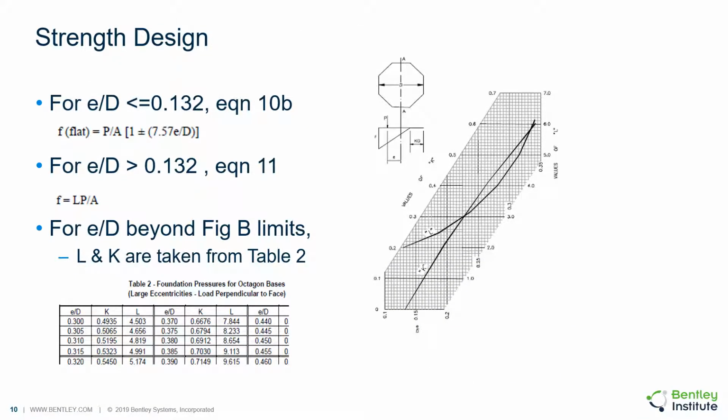Strength checks are carried out as per the guidelines of the ACI 318 and also the PIP STE 03350. For strength design, soil bearing pressure needs to be calculated on the flat as opposed to being calculated on the diagonal, which was the case for the bearing pressure check. Otherwise, it's pretty much the same set of equations, just the E by D limits are a little different for this check. For E by D values which exceed those provided in the figure B, one can find out the K and the L values from the table 2 as seen here to evaluate F using the same equation 11.